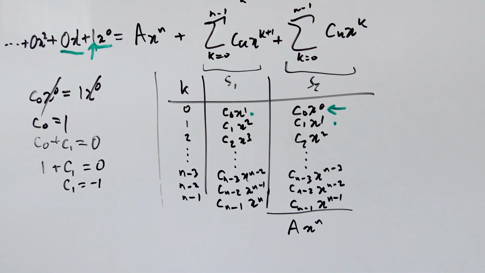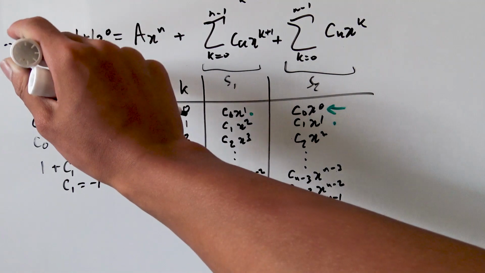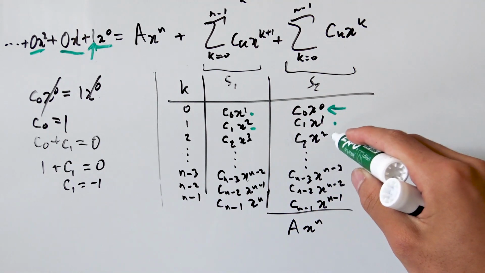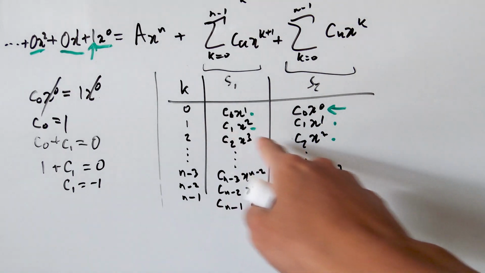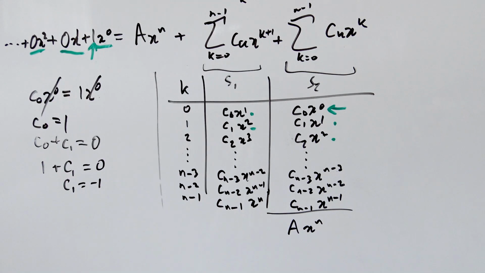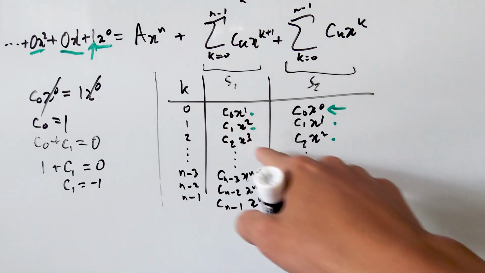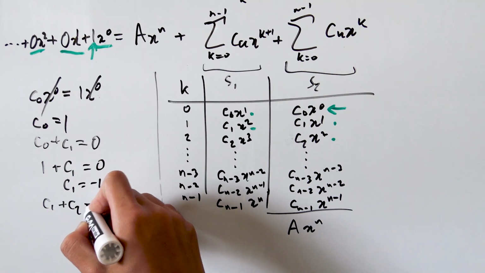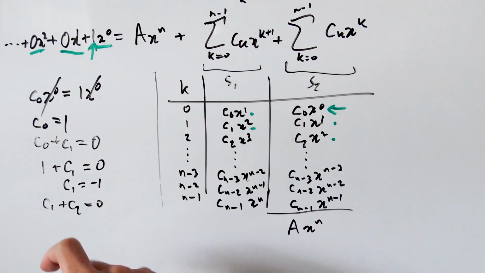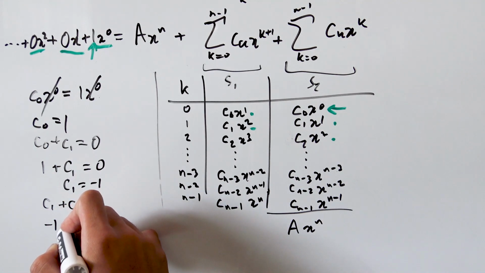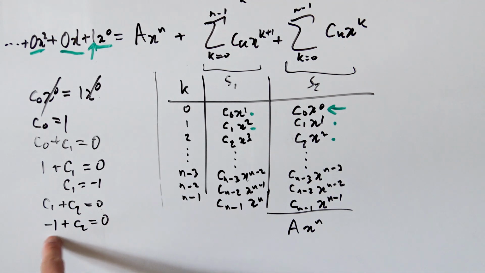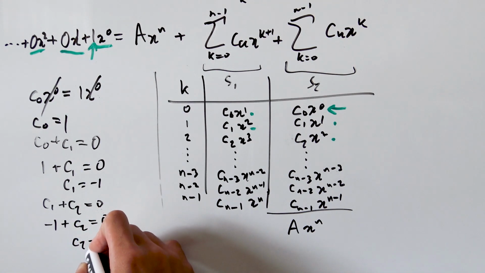Let's solve one more constant and we should start seeing the pattern here. So let's have a look at x squared. x squared appears here and here on our table. That means the constants in front of those x squared terms must add up to give us a zero, like on the left-hand side here. So we get that C1 plus C2 must equal zero. But we already know C1 is nothing but negative one. So adding that with C2 gives us zero. Therefore, if we add one on both sides, we get that C2 equals 1.